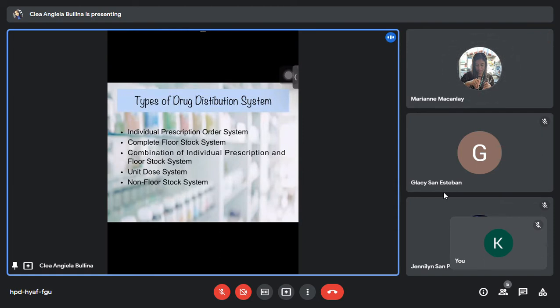For this session, we are going to include lang dalawa. The individual prescription order system and the complete floor stock system. The rest will be covered sa next Friday na. Okay?